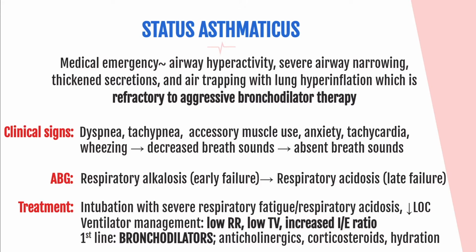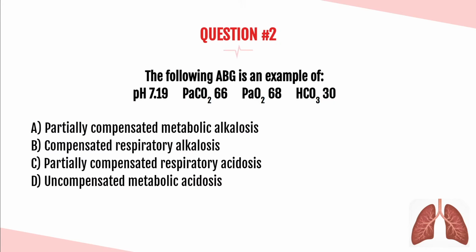Question number 2. The following ABG is an example of a pH of 7.19, PaCO2 of 66, PaO2 of 68, and an HCO3 of 30. Is this A, partially compensated metabolic alkalosis, B, compensated respiratory alkalosis, C, partially compensated respiratory acidosis, or D, uncompensated metabolic acidosis?